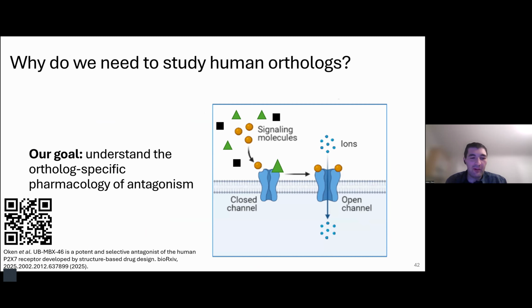So the final story I want to tell you about today is about why it's important to study human orthologs for ligand development. And this story was recently put on bioRxiv in February. So if you like what you hear and you want to read more, please go ahead and find the article. Our goal here was to use structural approaches to understand the pharmacological differences between P2X7 orthologs to facilitate ligand development efforts.